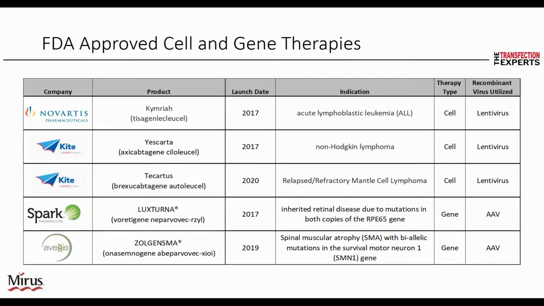And of the therapies being explored, over 60% utilize either LV or AAV for gene delivery. So clearly there's a need for cell and gene therapy workflow support, and that's what led us to develop the Transit Virusgen reagent.